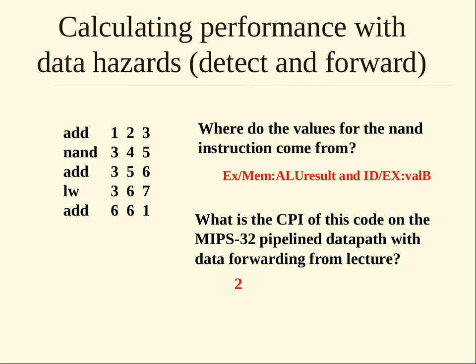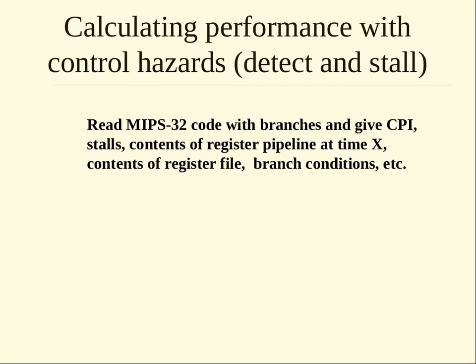So 10 divided by 5 is 2. And that's your CPI, because there are five instructions.